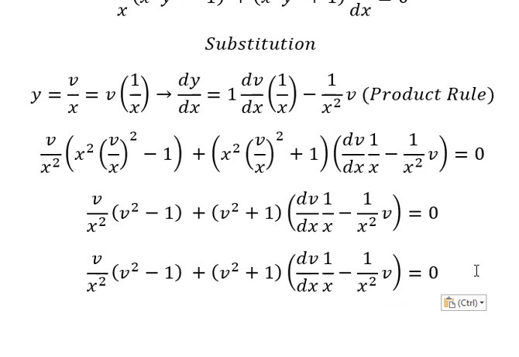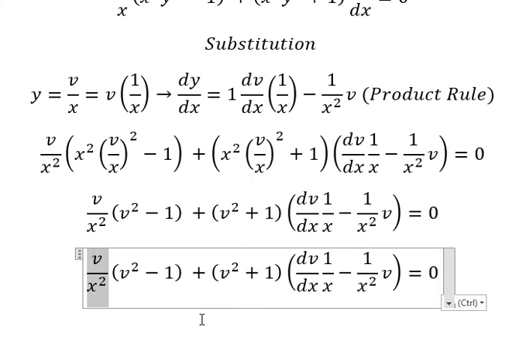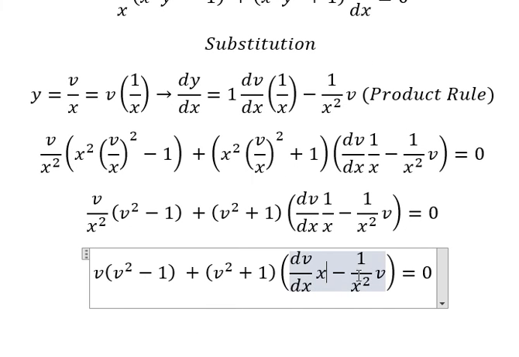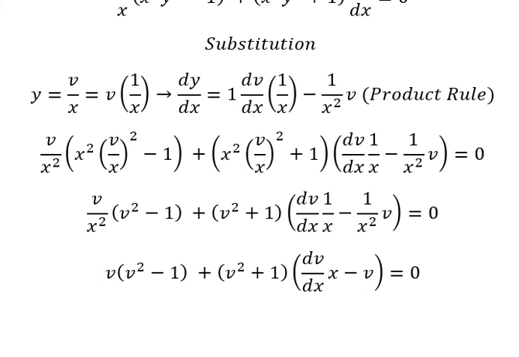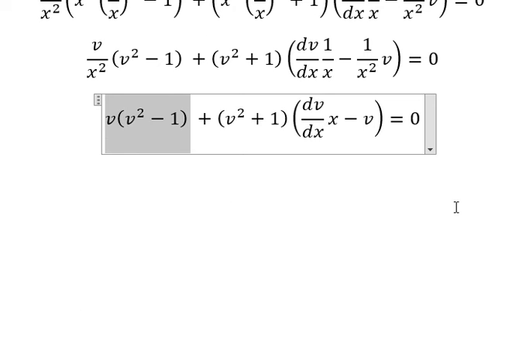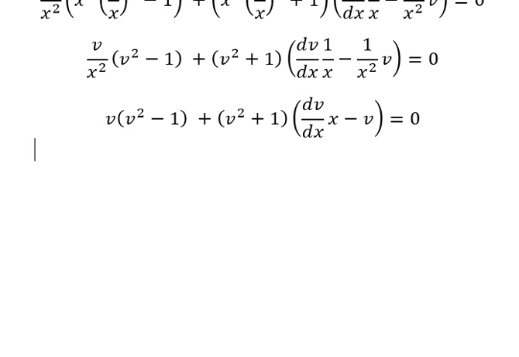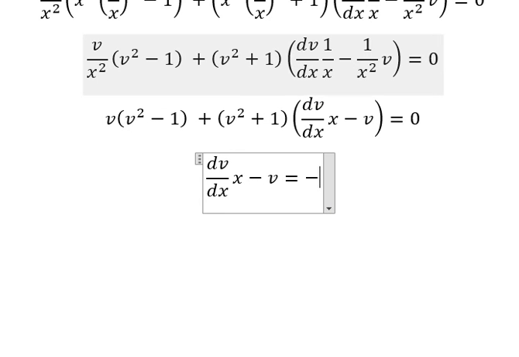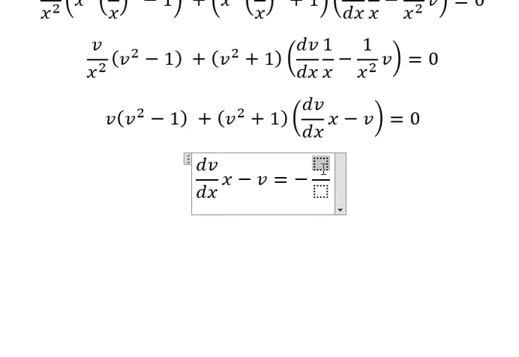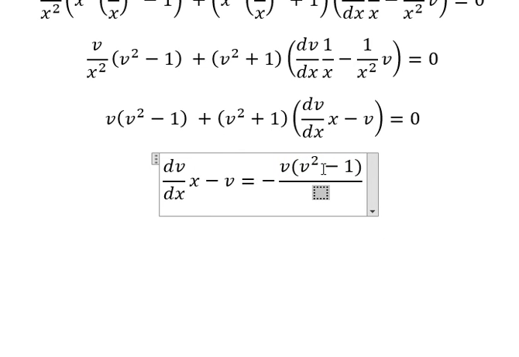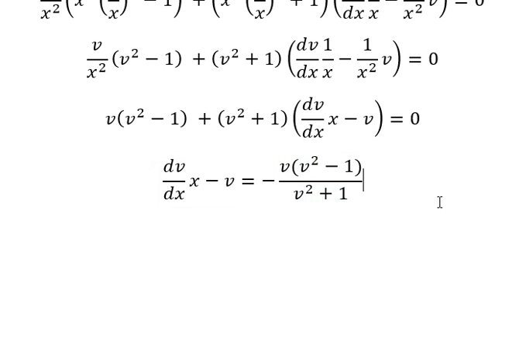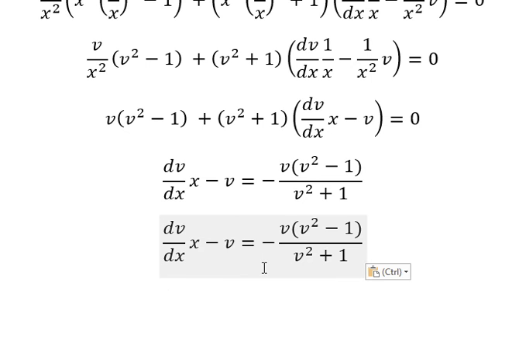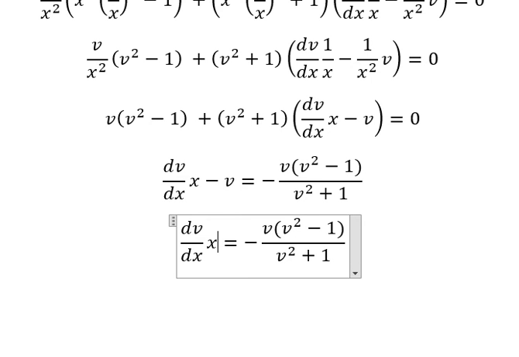Next, we multiply both sides by x squared. Now, we put this one to the right and we divide both sides by this one. So negative v I will put on the right and we have positive v.